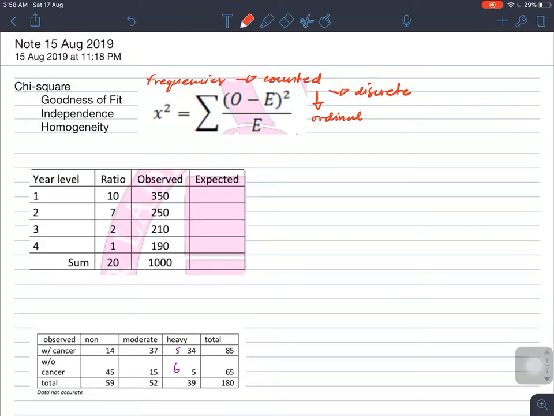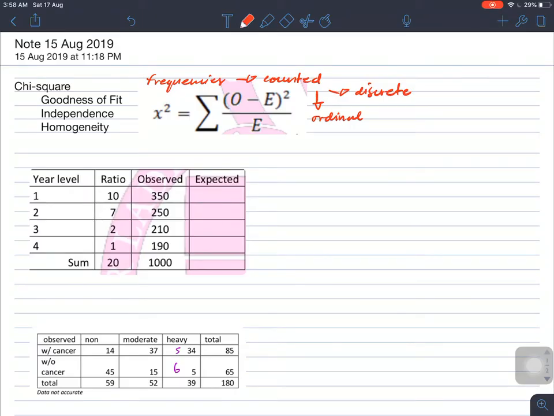Okay, so again, si chi-square was very effective when we have data that is measured in frequencies in the level of ordinal, not scale. So, ordinal lang po tayo. And then that the data is also discrete. Ibig sabihin, binibilang lang po natin at hindi natin sinusukat.